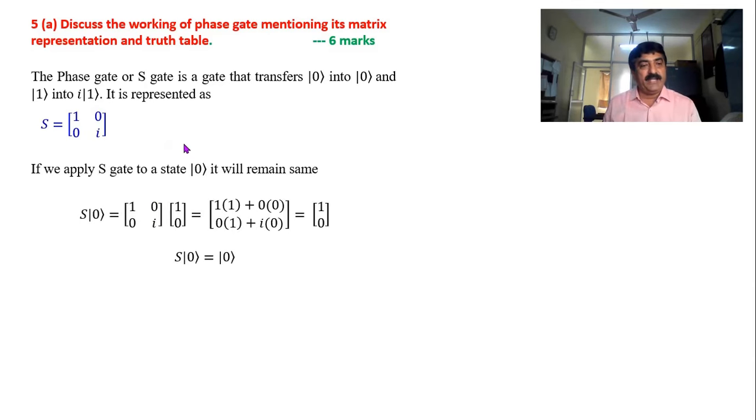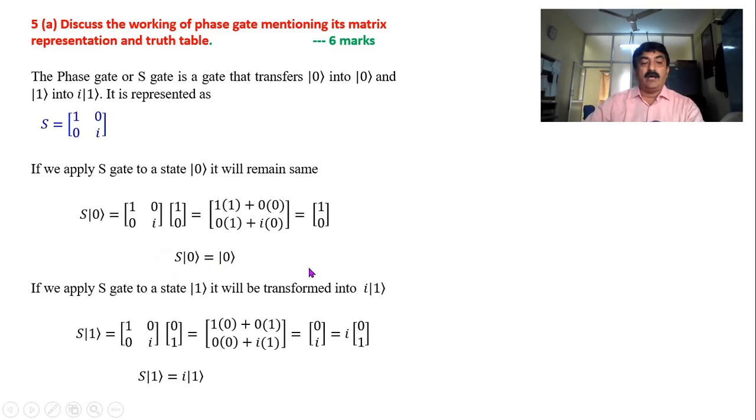Okay, now let us operate it on ket 0. S is operated on ket 0. So S is [1 0; 0 i], and ket 0 is [1; 0]. It is a column vector. Now you do the matrix multiplication. 1 into 1 plus 0 into 0, so the first row is generated. Second row, 0 into 1 plus i into 0. So 1 plus 0 is 1, 0 plus 0 is 0. So I finally end up with [1; 0]. That means when S operates on 0, it remains undisturbed. So I have 0 only.